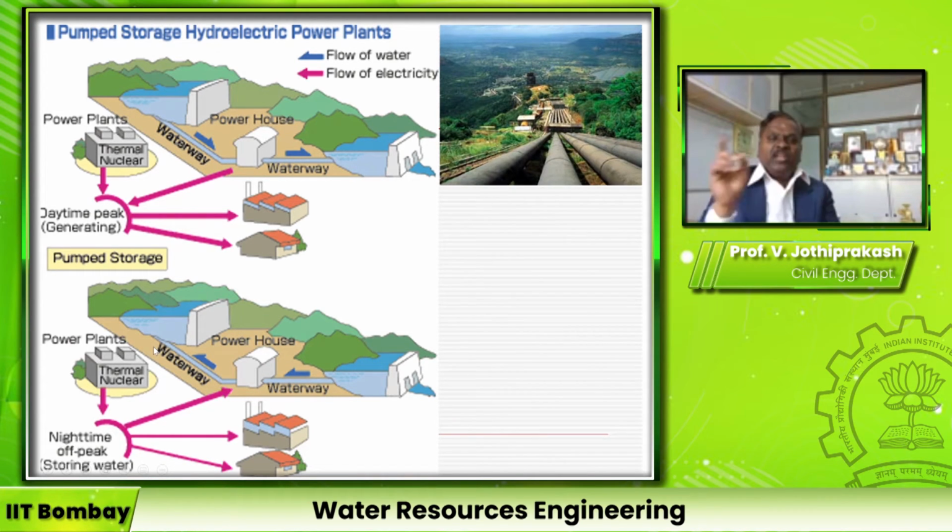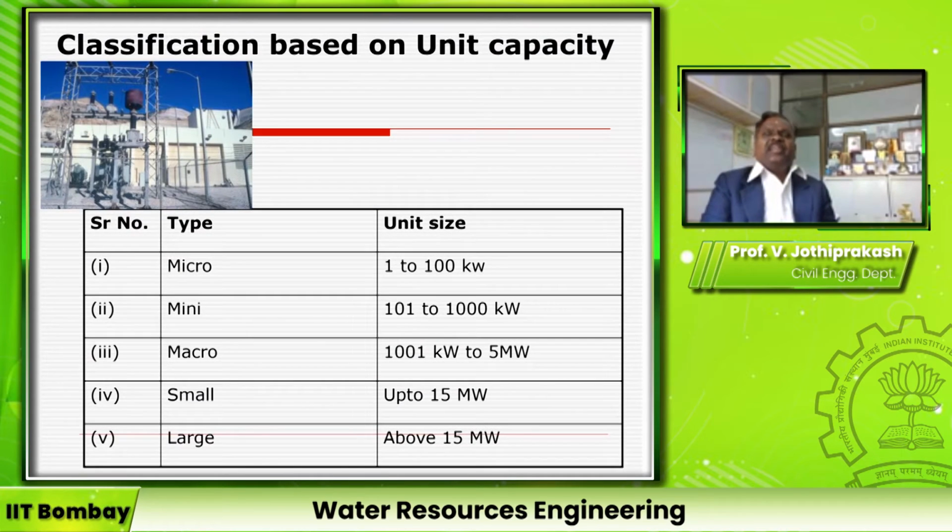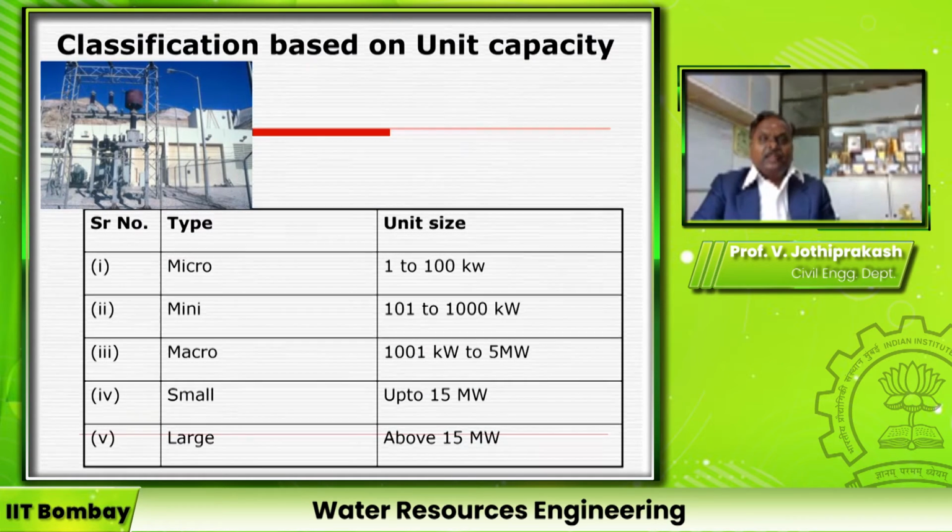That means in the same way, the water is circulated, and such type of hydroelectric power plants are called pumped storage hydroelectric power plants. So these are all based on the hydraulic characteristics of the powerhouse.